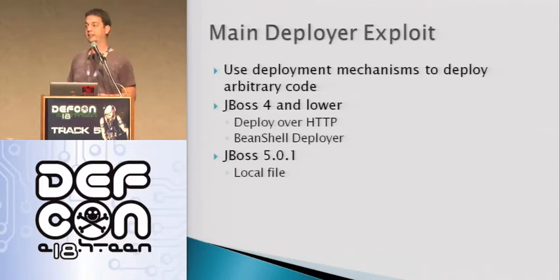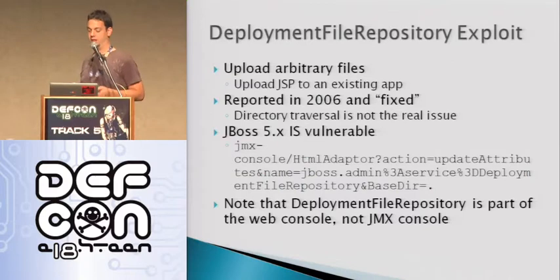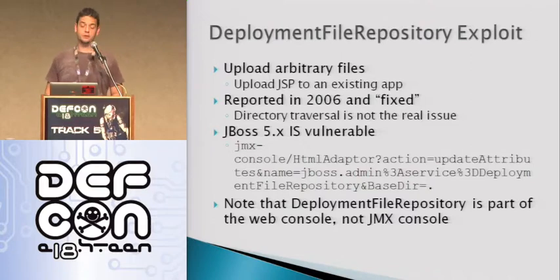So think about things like anonymous FTP or broken image upload mechanisms, things like that. If you can get a file there, that's game over, no matter what version of JBoss you're using. And again, check this out in Metasploit. Another similar exploit, DeploymentFileRepository, allows you to upload arbitrary files, so arbitrary content, arbitrary file names. I'm sure there is some purpose for this to exist. I don't know what it is.